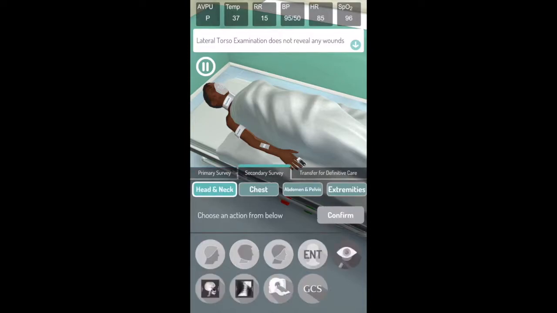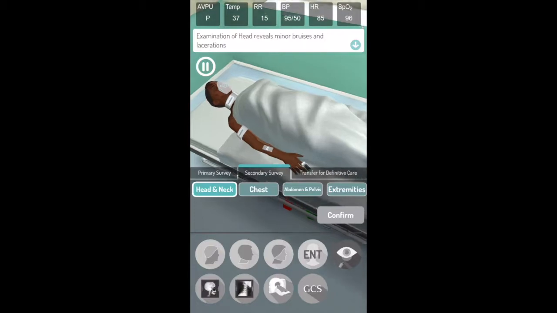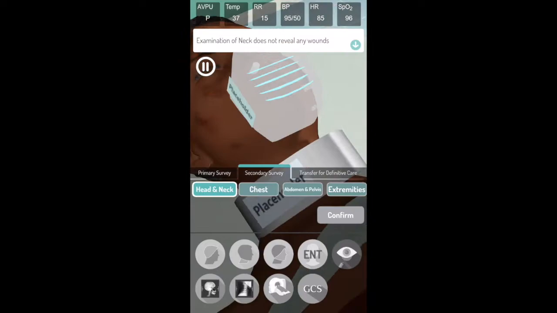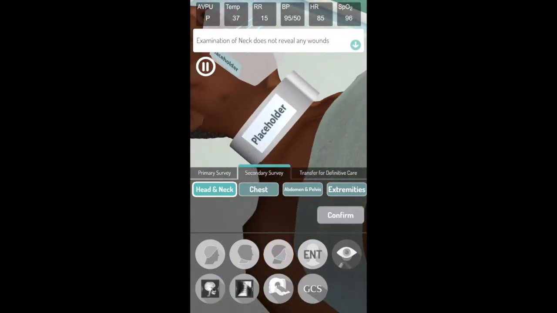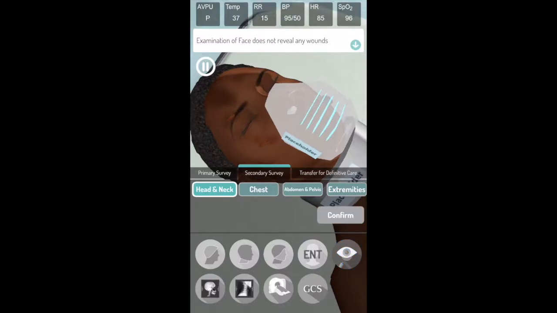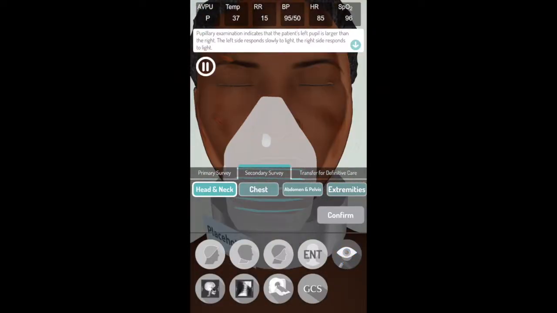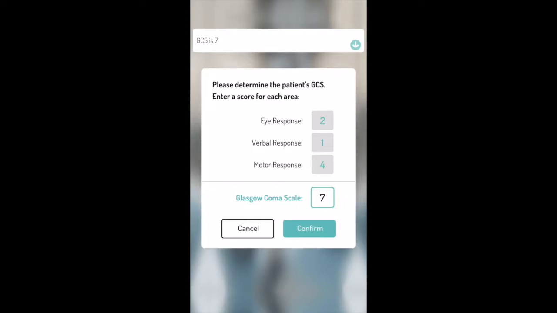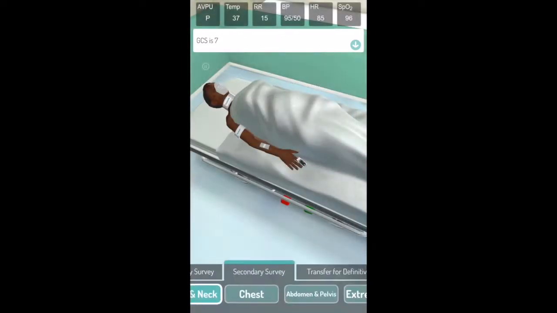The first focus on secondary survey is the head. I look at the scalp. We see minor bruises and some lacerations. The neck, there doesn't appear to be any wounds and there's nothing to be visualized on the face. I recheck the pupils because clearly the major concern here is head injury. I want to have a better understanding of her neurological status, and we calculate the Glasgow Coma Scale using the calculator that's in the app, and she has a Glasgow Coma Scale of 7. This is not a good situation.